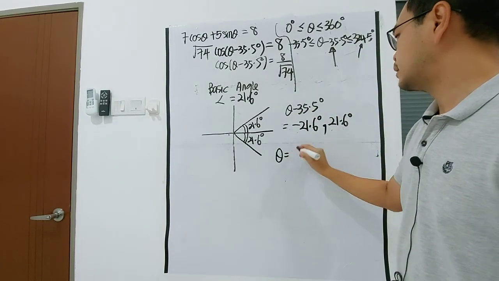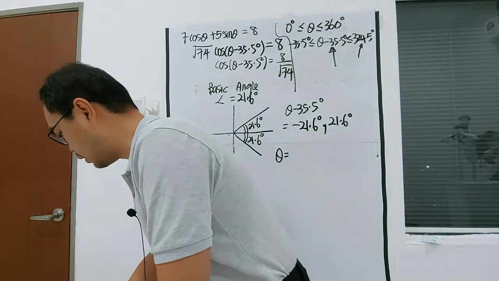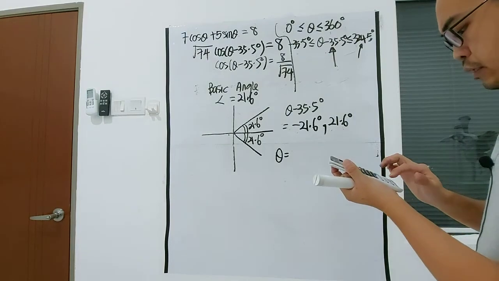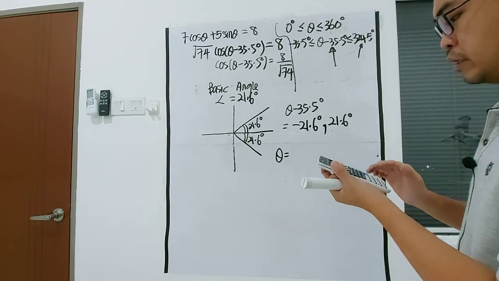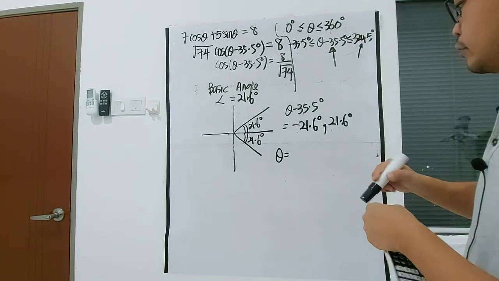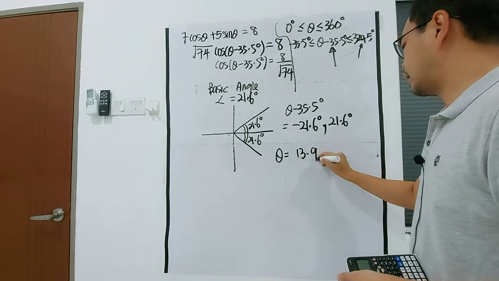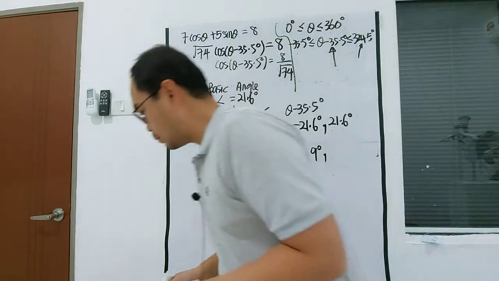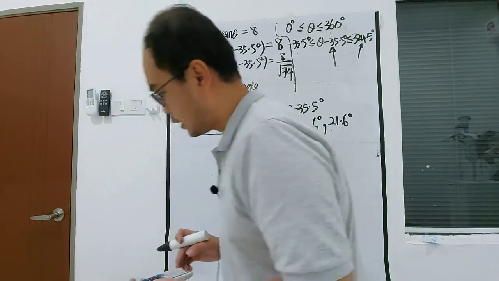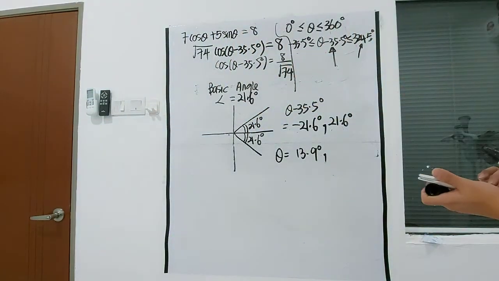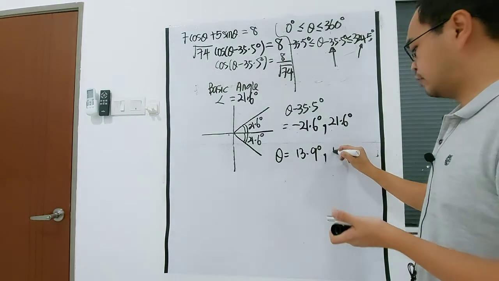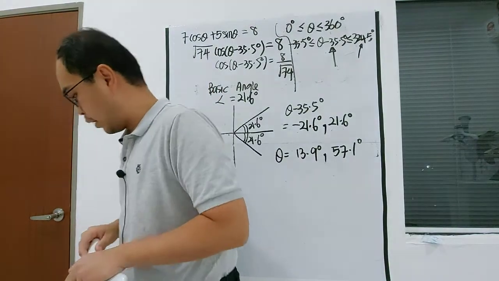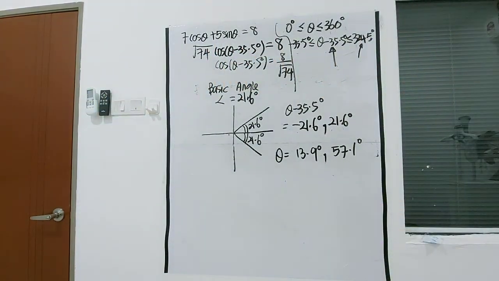So my theta is, I take negative 21.6 plus 35.5, which gives me 13.9 degrees. And the other one will be 21.6 plus 35.5, which gives you 57.1 degrees. So you have two solutions for this problem.